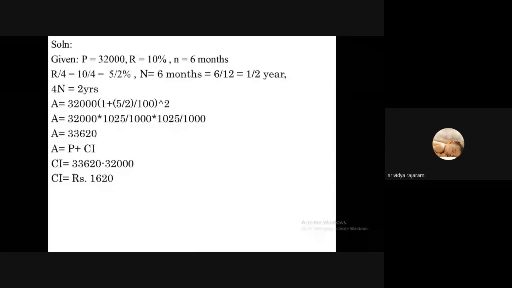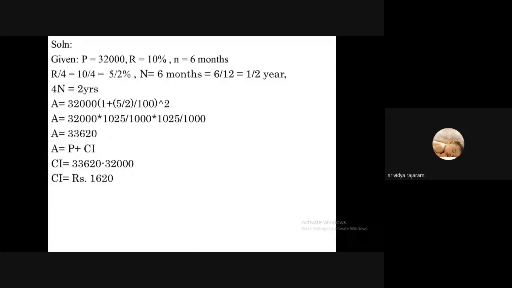For calculating quarterly compound interest, we have to divide R by 4. So R is given as 10, so 10 by 4 is 5 by 2%. And we have to multiply N by 4. So 4N is nothing but 2. So now we can substitute in the formula directly.